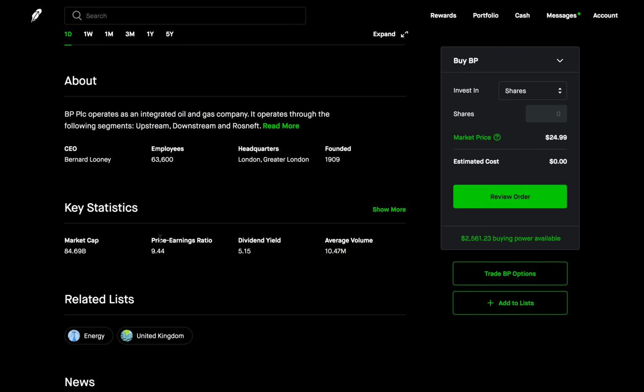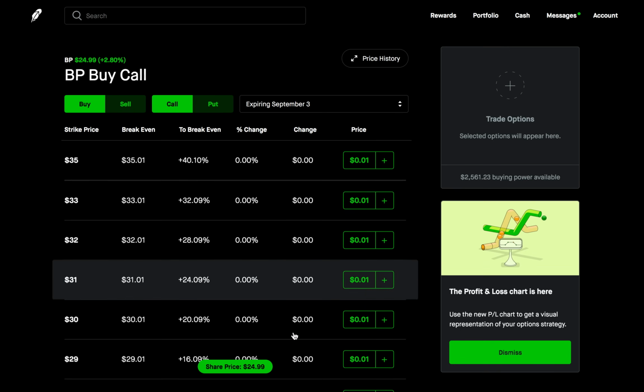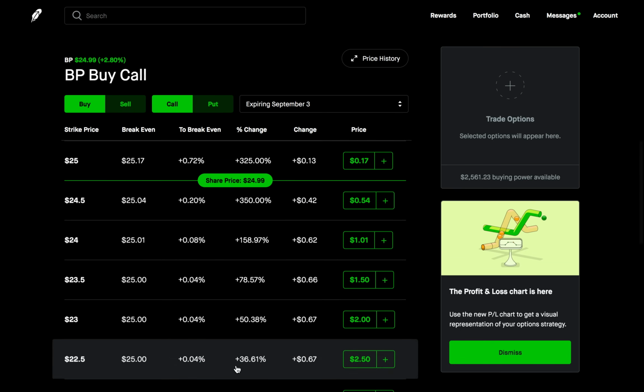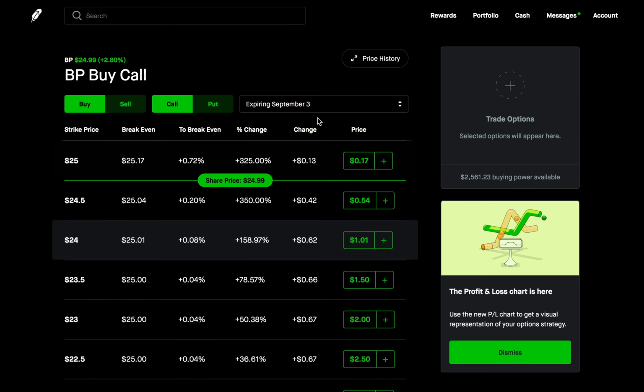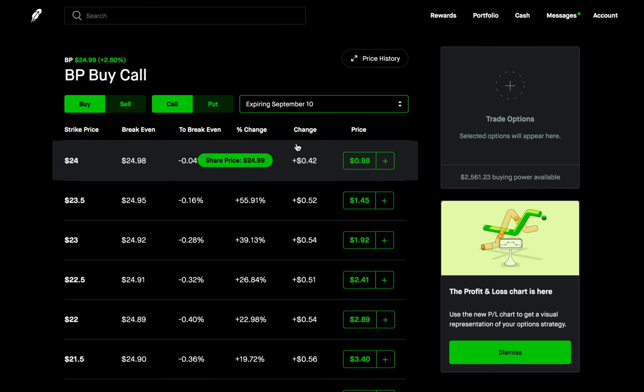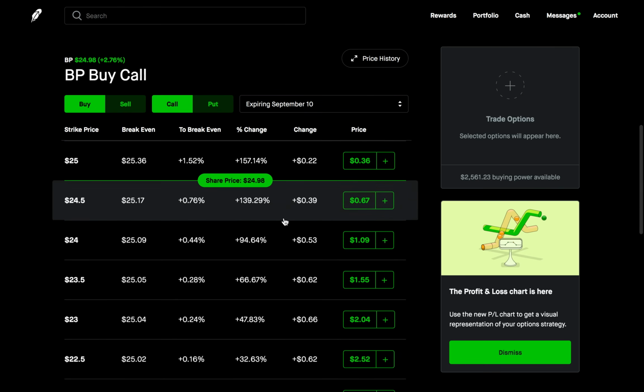But now that we've checked that, now we can actually dive into the options here for this stock. So here we go into the options. Again, the very first thing you need to do is choose an expiration date. Now, September 3rd is coming up very quickly. That's not going to give me enough time for the stock to move in the direction I want it to move. So I'm going to go ahead and choose September 10th, just so that we would have more time for the stock to do what we want it to do.